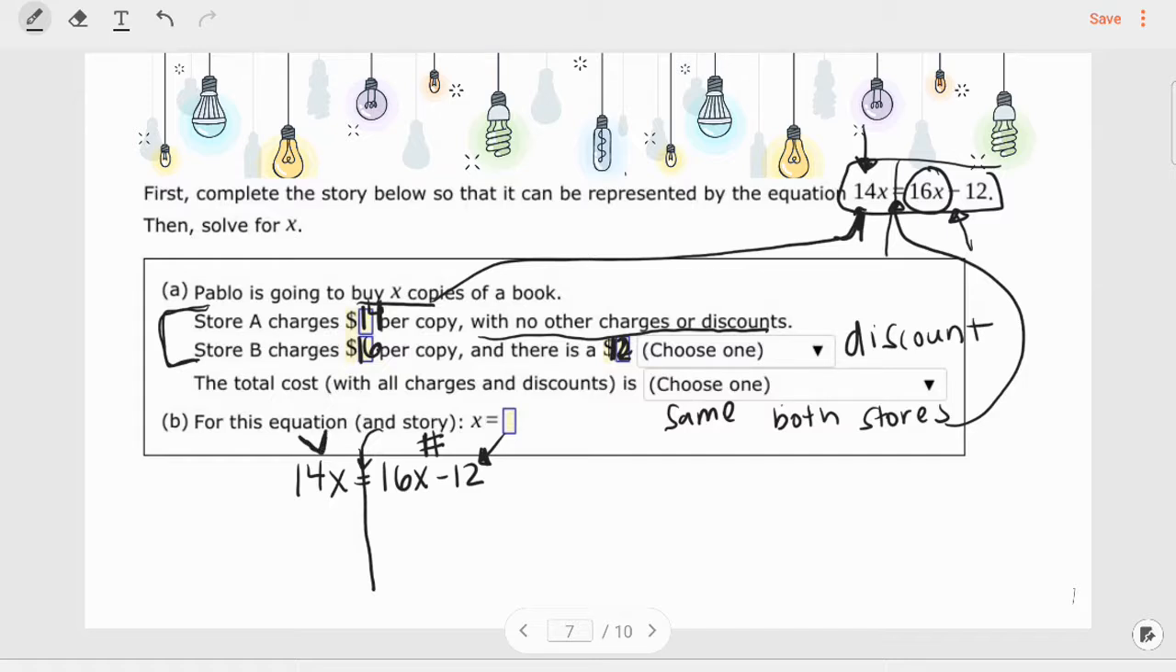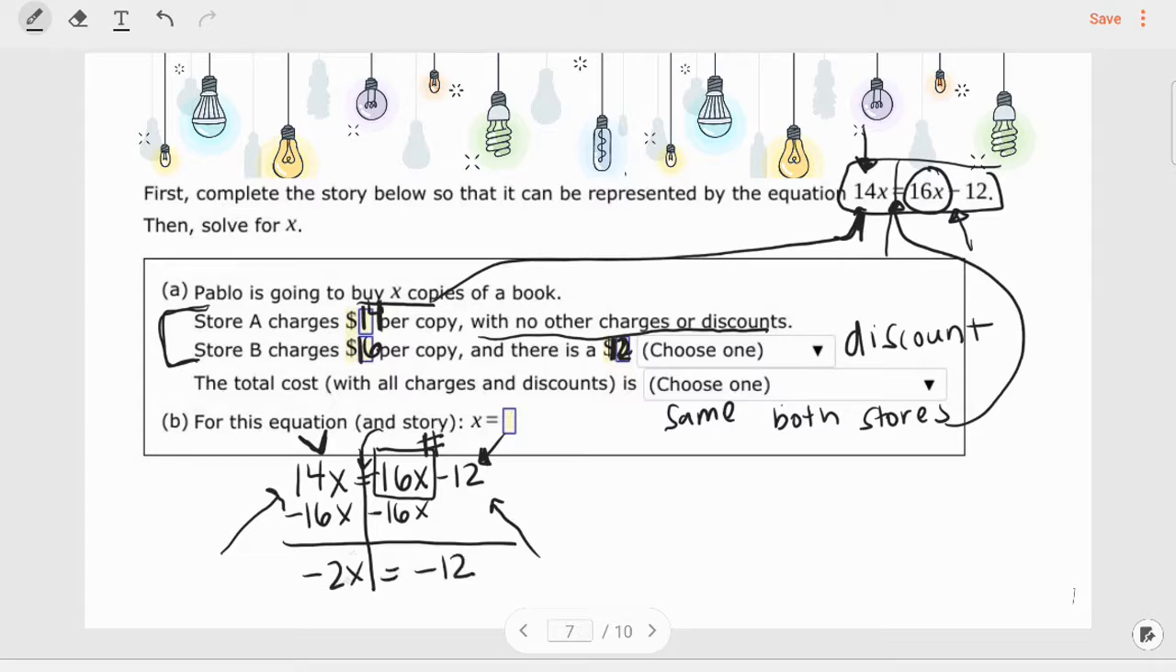So since this is my number side and the left side is my variable side, I need to decide what to move. Well, on this left side, I'm happy with it. It has 14x and that is my only variable. On the right side, this is my number side. So I am unhappy with 16x. How do I get rid of it? Because it is a positive, I'm going to subtract 16x from both sides of that equal sign. And I'm going to total what I have. I have negative 2x is equal to negative 12.